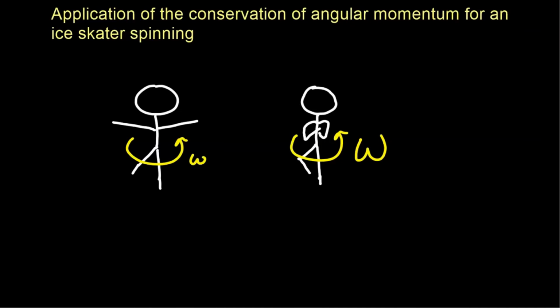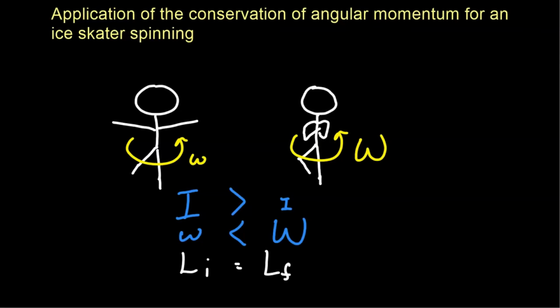So let's think about what's going on here. Initially, the skater has a certain moment of inertia, which the symbol for that is I. Then when they bring their arms and their legs in, they've moved the location of the mass closer to the axis of rotation, so they're going to have a smaller moment of inertia. As a result, the skater's angular velocity is going to increase. However, the initial angular momentum is equal to the angular momentum after the arms are pulled in. The angular momentum is conserved because there's no external net torque, so the initial angular momentum will equal the final angular momentum.